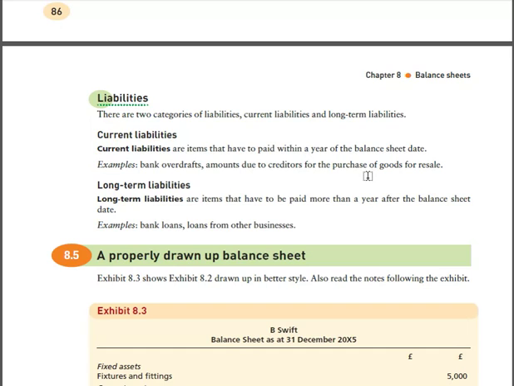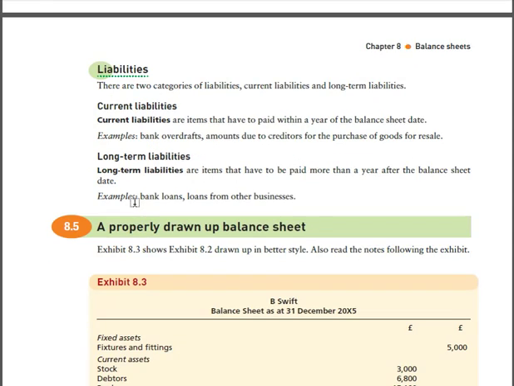Another is the amount due to creditors from purchase of goods for resale. So in this way, creditors would always go on top, and bank overdrafts could go at the bottom, because bank overdrafts will have to be repaid much quicker than creditors. So that would be the way they would be put down. Long-term liabilities are all those amounts which have to be paid more than a year after the balance sheet date. Examples are bank loans and loans from other businesses. One thing you should keep in mind is that some bank loans which have to be repaid within a year can also be classified as current liabilities.